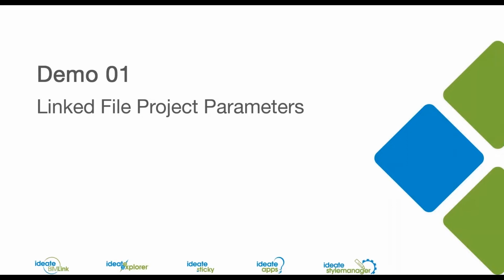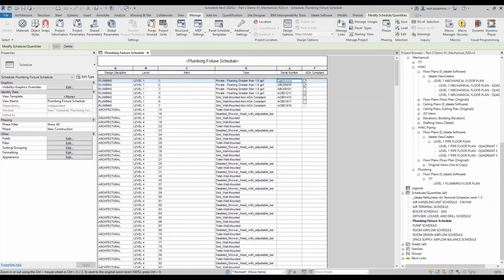I'm going to show you what that looks like. So I'm going to come over here to a mechanical file, and it should be on your screen right now. And I'm in just a schedule over here. And the parameter I'm going to focus on here is a serial number parameter.